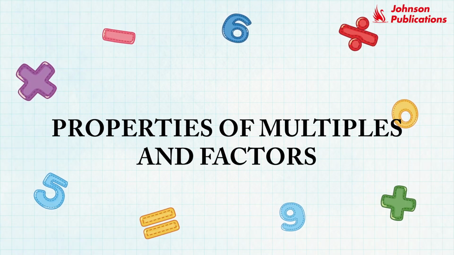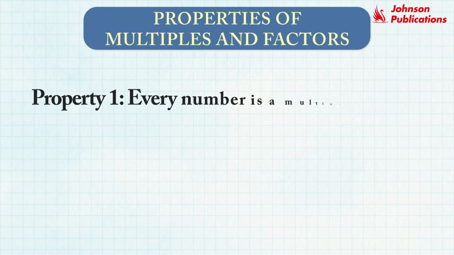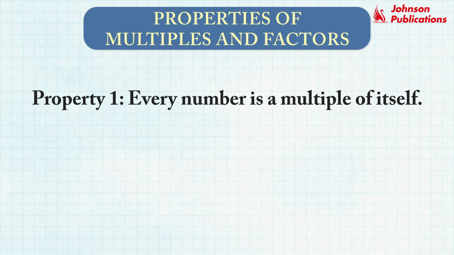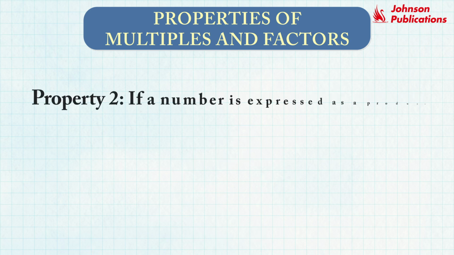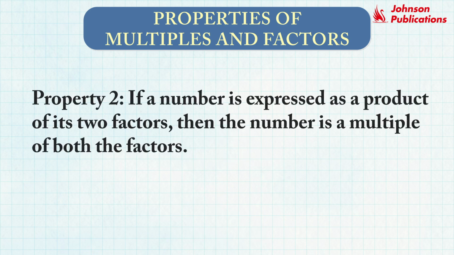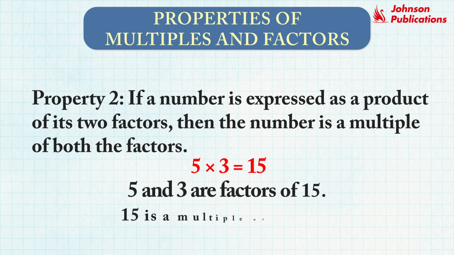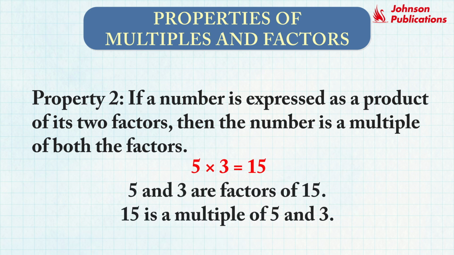Properties of multiples and factors. Property 1. Every number is a multiple of itself. For example, 7 into 1 is equal to 7, 6 into 1 is equal to 6, and so on. Property 2. If a number is expressed as a product of its two factors, then the number is a multiple of both the factors. For example, 5 into 3 is equal to 15. Therefore, 5 and 3 are factors of 15, and 15 is a multiple of both 5 and 3.